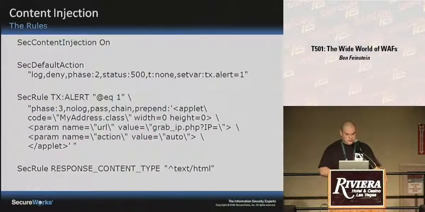So here are the rules that you're going to need to do that. You turn on content injection. It's off by default. You set an alert variable, tx.alert, and you're matching on tx.alert in that security rule, and you see it says prepend, and you've got some stuff that's getting injected there: an applet tag, myaddress.class, and then a submission to grabip.php, and it's going to grab the IP off the browser and return it in a parameter to me.